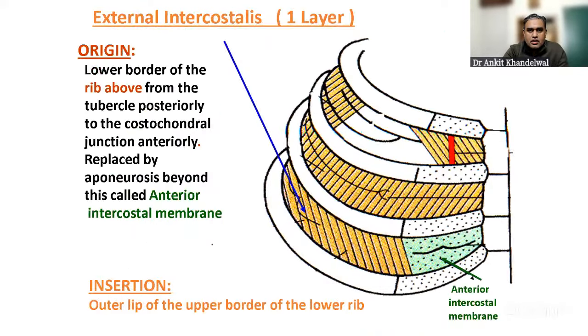Origin and insertion: it goes from the lower border of the rib above, and goes down below to the outer lip of the upper border of the lower rib. Just read it once or twice and you will remember. It's not very difficult or complicated. This is the external intercostal muscle, and this is its direction, and therefore its action is a bit different.